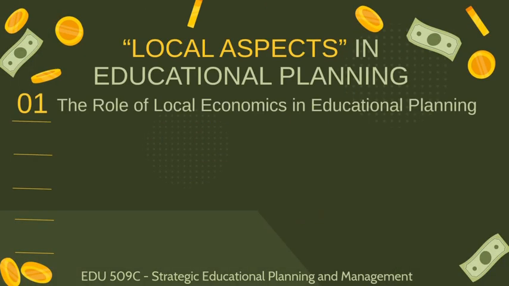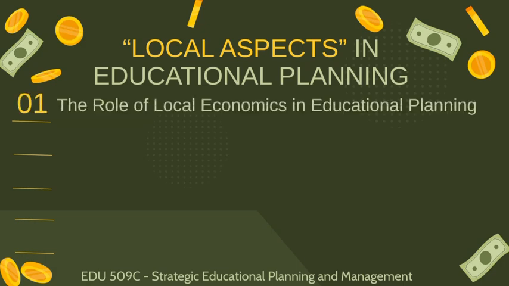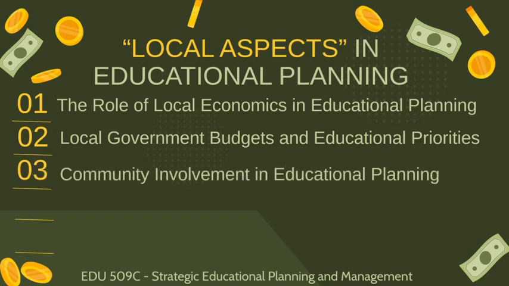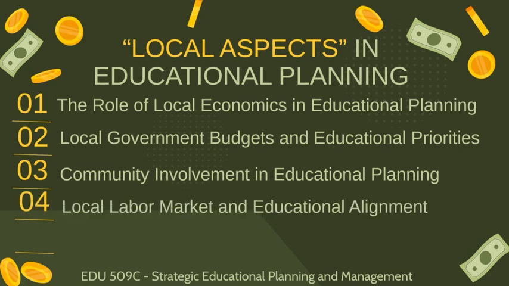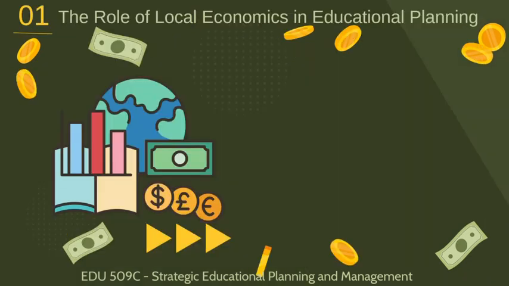So there are five areas that we're going to focus on for this topic. First, the role of local economics in educational planning. The second one, local government budgets and educational priorities. The third one, community involvement in educational planning. Fourth, local labor market and educational alignment. And lastly, addressing inequities across localities. So let's start with the first one, the role of local economics in educational planning.